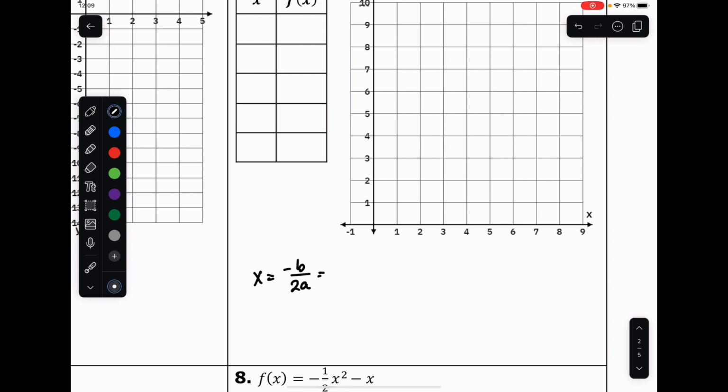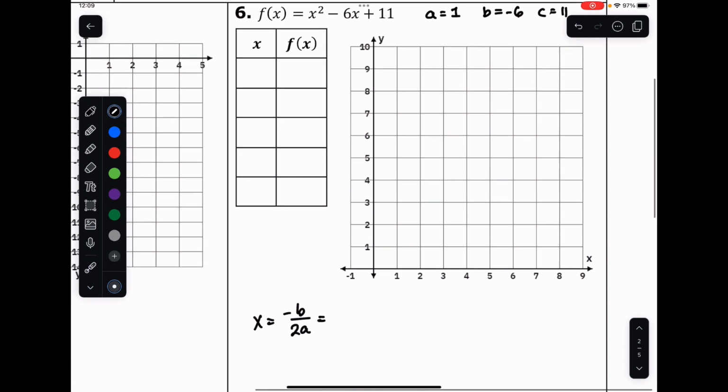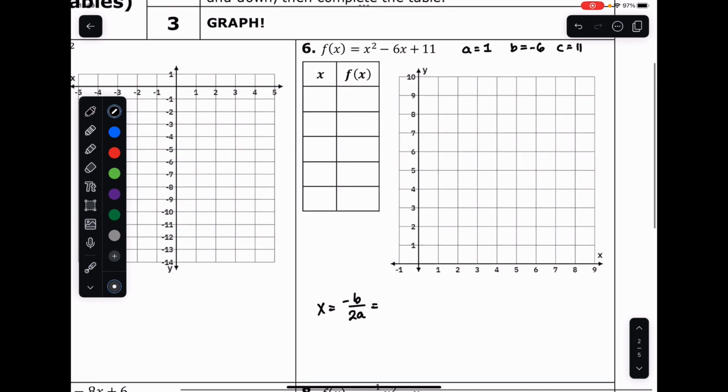So continuing, b again is negative 6. We're going to get the negative of that negative 6 and divide that by 2 times the value of a, which is 1. So the negative of negative 6 is positive 6, and this is 2. Now we divide: 6 divided by 2 is 3. So that's going to be our axis of symmetry.